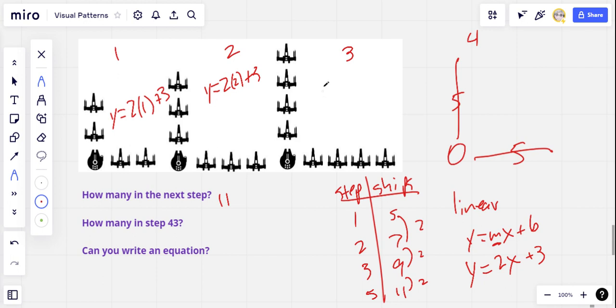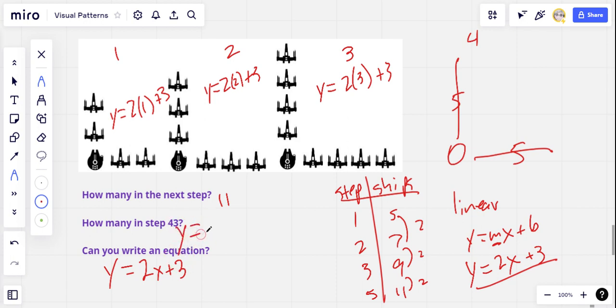And let's try it in step 3. Y equals 2 times 3 plus 3. 2 times 3 is 6, plus 3 is 9. And yes, that's how many ships we have in step 3. So it looks like this equation is working. So y equals 2x plus 3 is our equation. And once we've got that, calculating the number of ships in step 43, not too big a problem.